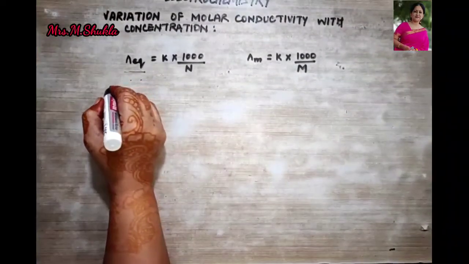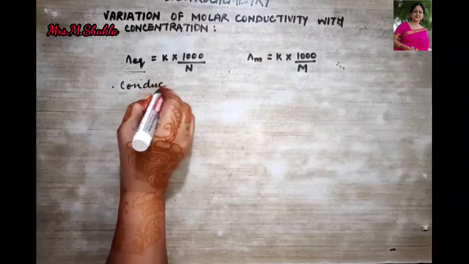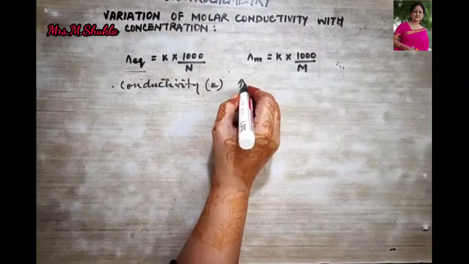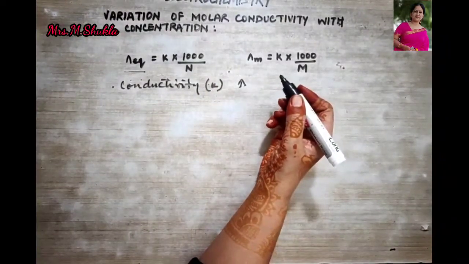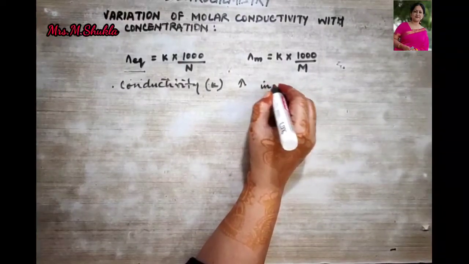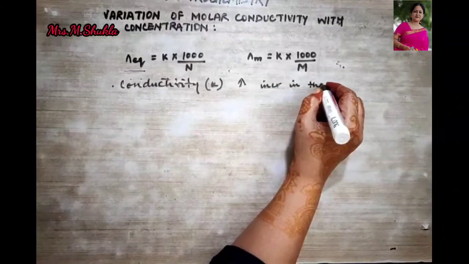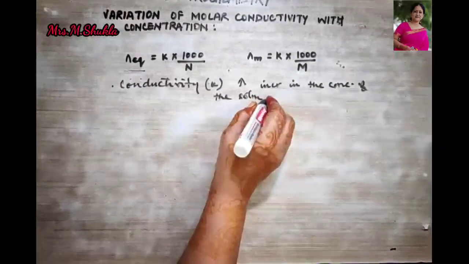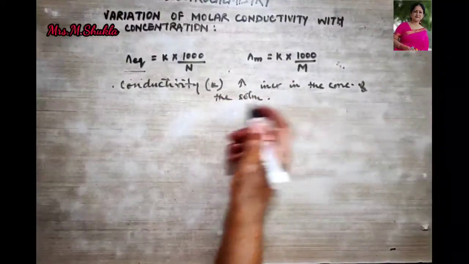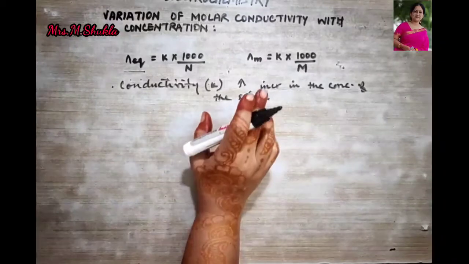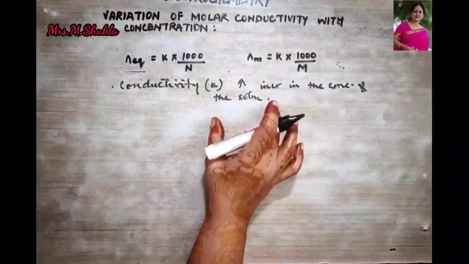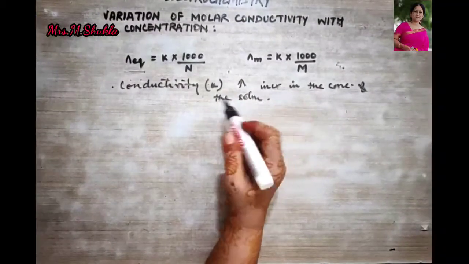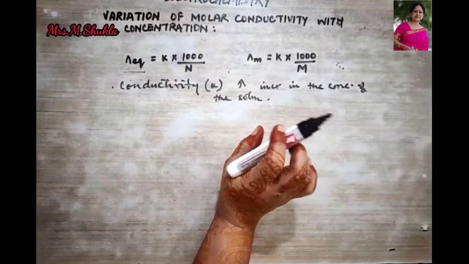So the conductivity, that is your K, your kappa, it always increases with the increase in the concentration of the solution. Clear? Now why does the conductivity increase with the increase in concentration? Because the number of ions per unit volume increases with the increase in the concentration of the solution, and therefore the conductivity also increases, right?